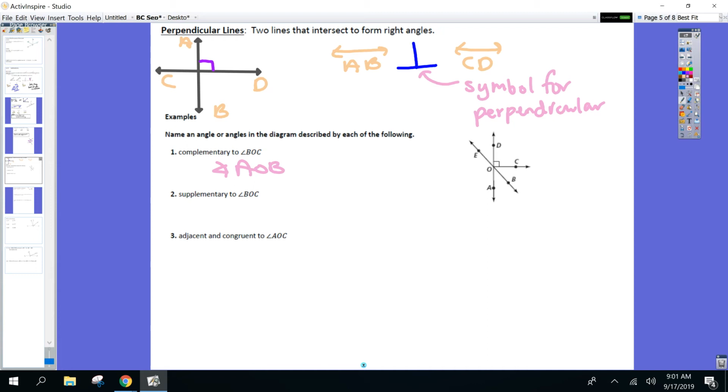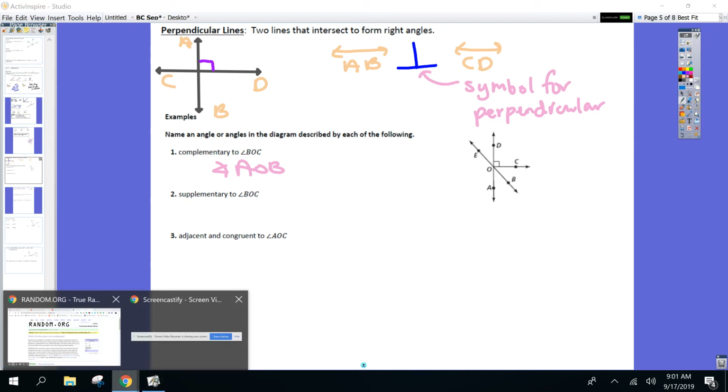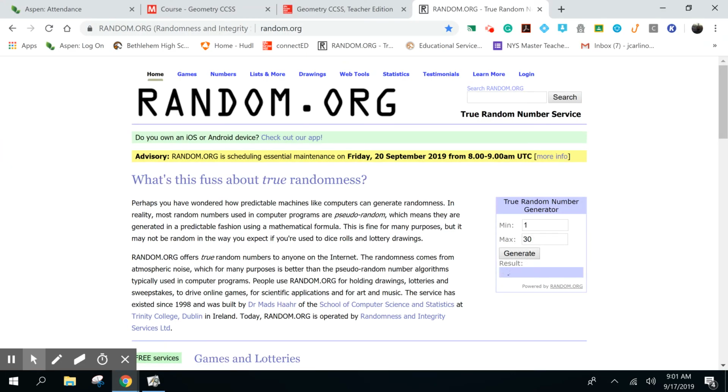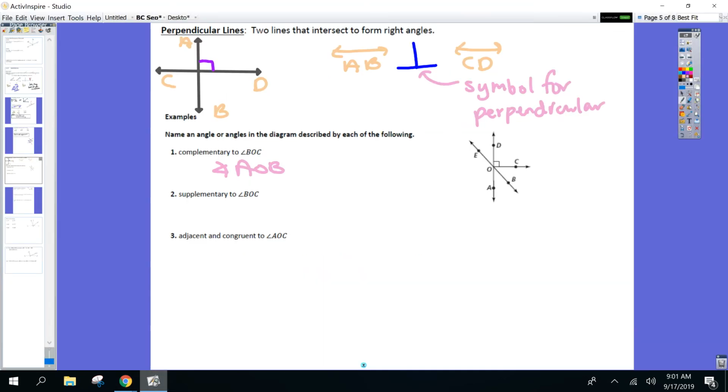All right. What about supplementary to BOC? Supplementary to BOC, 24, do we have one? Nope, this is fun. 6, supplementary to BOC. EOC, everyone okay with EOC? Or COE, remember you could have it written the other way as long as O is in the middle.